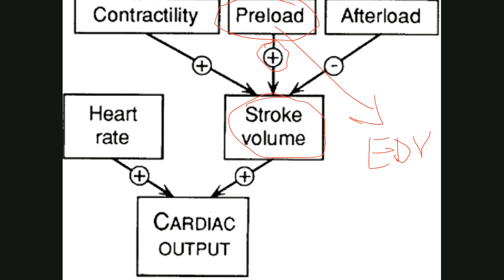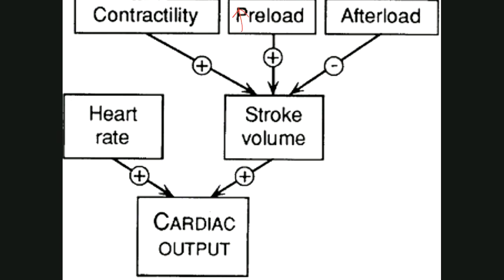So the more blood I have in this little tube that we looked at, the more I can pour out. If I have that much, look, I could pour a lot out. But if I only have this much, I can only pour out a little bit. So when you increase preload, you increase stroke volume because you increase EDV. Make sense?